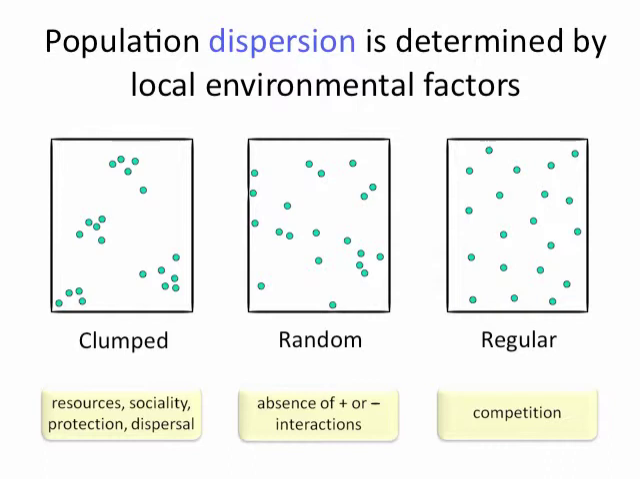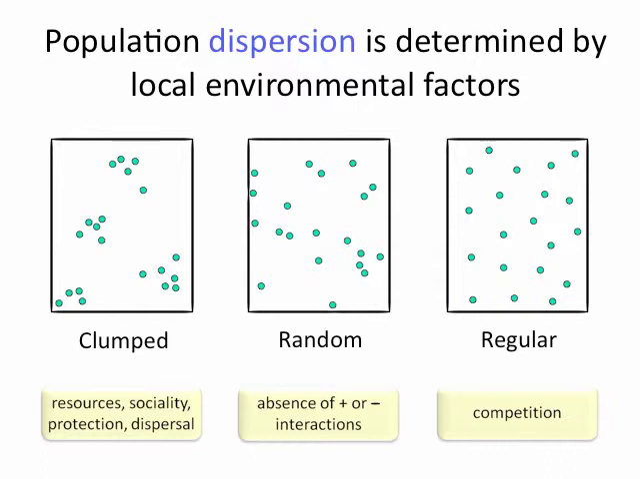Maybe they're grouped because of protection or because of the way the seeds are dispersed or something like that. So the clumped dispersion pattern is a dispersion pattern where we have positive interactions between individuals in a population. On the other extreme, to the far right, is the regular dispersion pattern. And this is a pattern that is caused by antagonistic interactions between individuals of a species. And primarily this would be due to competition.